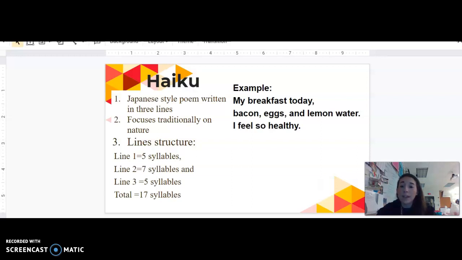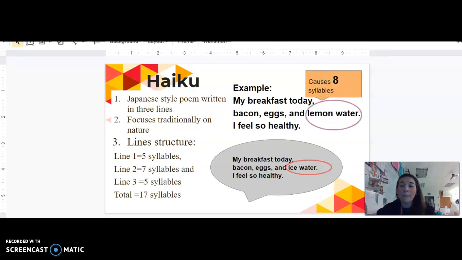My breakfast today, bacon, eggs, and lemon water. I feel so healthy. So go ahead in the Edpuzzle, try and figure out what seems to be wrong with the example, and try and correct it. Please document it also in your notes.